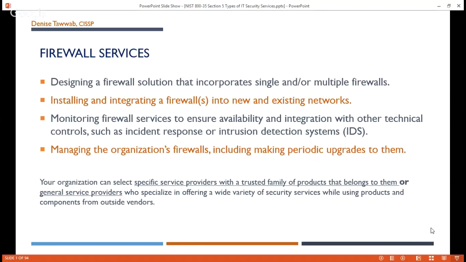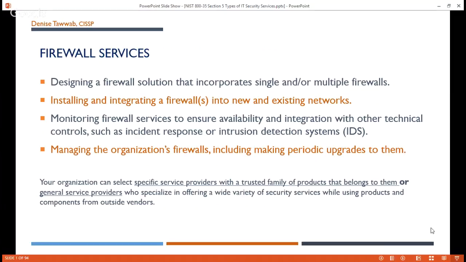So some firewall services: designing a firewall solution that incorporates single or multiple firewalls, installing and integrating the firewall into new and existing networks, monitoring firewall services to ensure availability and integration with other technical controls such as your incident response or intrusion detection systems, and managing the organization's firewalls, including periodically upgrading them.